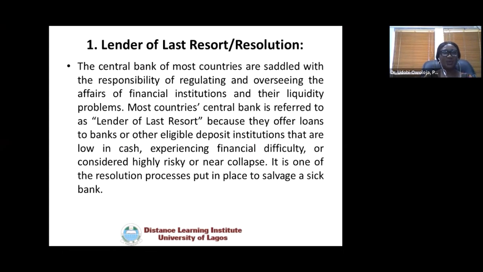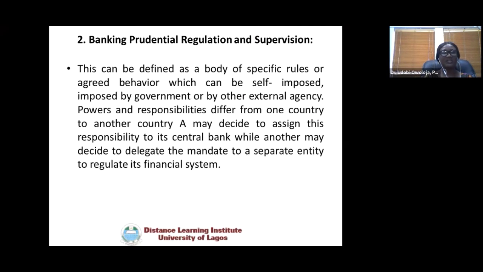So let's look at this component, lender of last resort. The central banks of most countries are saddled with the responsibility of regulating and overseeing the affairs of financial institutions and their liquidity problems. Most countries' central bank is referred to as lender of last resort because they offer loans to banks or other eligible deposit institutions that are low in cash. It could also be banks that are experiencing financial difficulties or banks that are considered highly risky or near collapse. It is one of the resolution processes put in place to salvage a sick bank.